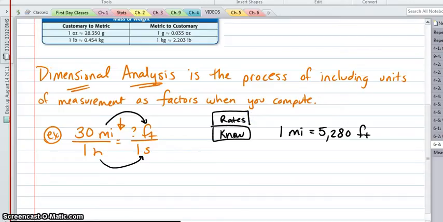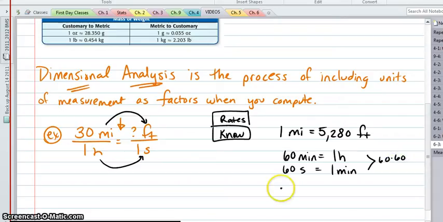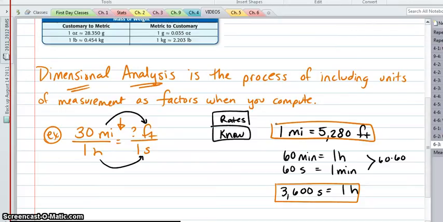These are rates that we know, which we will be using to help us convert. Then we need to know how to get from hours into seconds. You might need to use a couple of conversions here. We know that there are 60 minutes in an hour, and we know that there are 60 seconds in 1 minute. So if I wanted to know how many seconds were in an hour, I would need to do 60 times 60 to get 3,600 seconds in 1 hour. Those are the basic rates that we know. And if you weren't sure about this 3,600, you could easily compute that, 60 times 60.